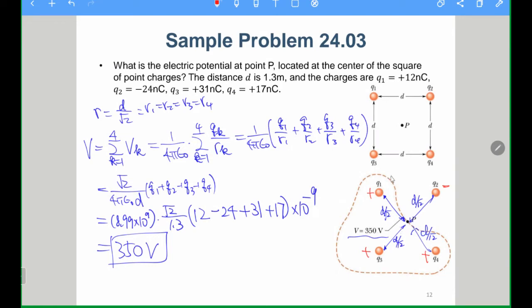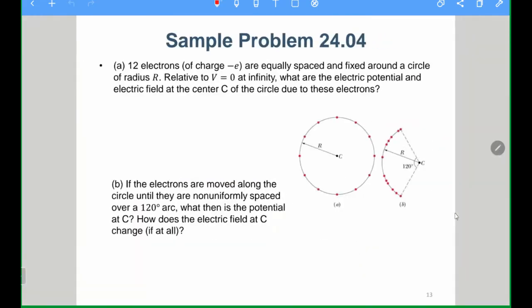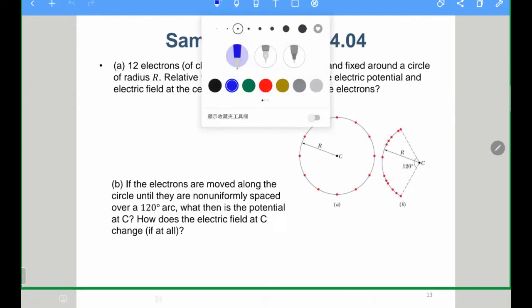But just simply speaking, you can see that we have positive charge inside and then negative charge outside. So yeah. And then here is another sample problem. It says 12 electrons are equally spaced and fixed around a circle of radius r, relative to V equals 0 at infinity. So what are the electric potential and electric field at the center C of the circle due to these electrons? So this one is easy.